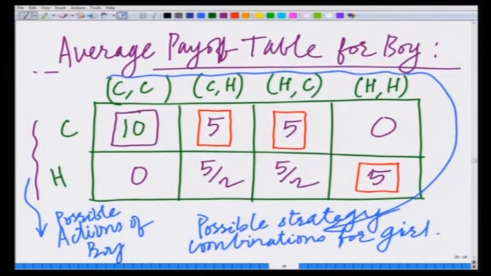So what we have done now is we have illustrated the best responses of the boy. If the girl is choosing C comma C, the best response of the boy, which gives him a higher average payoff, is to choose C. If the girl is choosing C comma H, the best response of the boy is to choose C. If the girl is choosing H comma C, again the best response of the boy is to choose C. However, if the girl is choosing H comma H, the best response of the boy, which gives him a higher average payoff, is to choose H. So we have figured out the best responses of the boy with respect to his average payoffs, averaged with respect to the types of the other player, or this player 2.